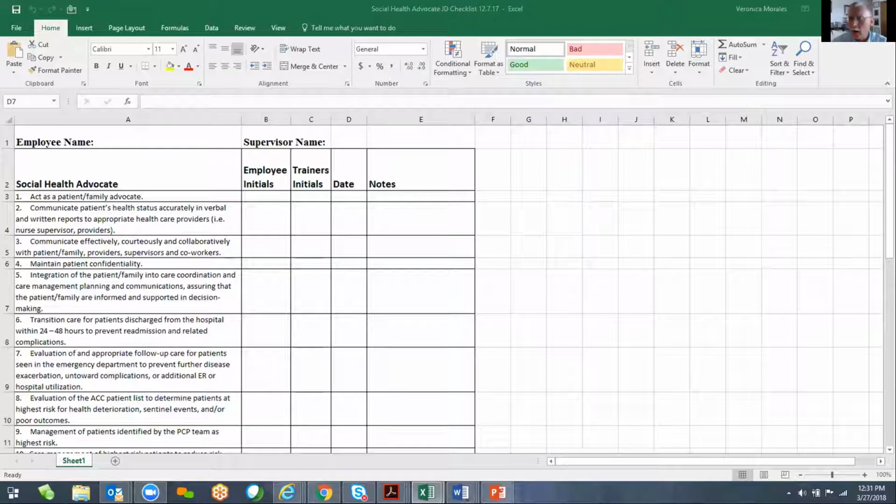Thanks, Ronnie. Okay, I don't see any additional questions. Oh, here's a new one from Denise Campbell. How do you ensure that the patient navigators stay within their scope?